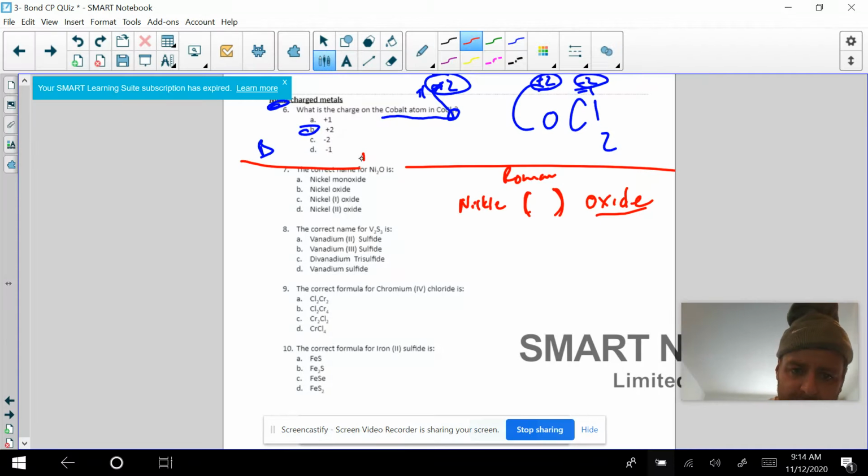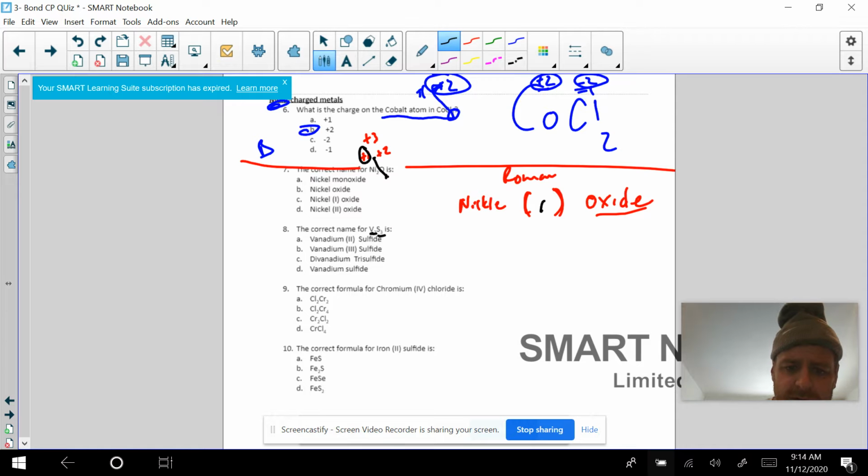So nickel can be +1, or it can be +2, or it can be +3 even. Well, how do I know? Okay, well, we just crisscross. There's an imaginary 1 there. Crisscross there, it's nickel 1, all right?